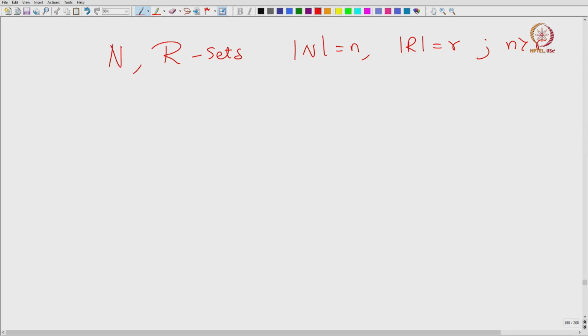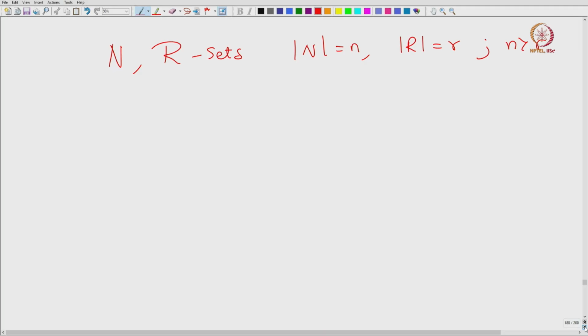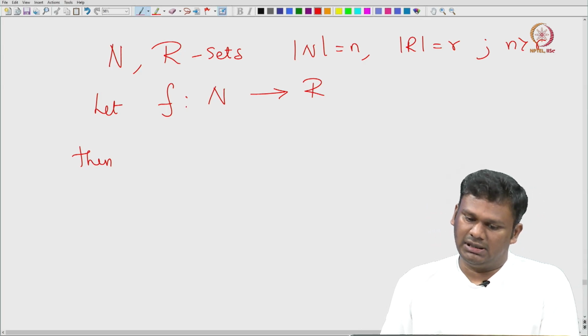So, how do we formulate everything using sets? Assigning an object to a box, you can treat it like a function. Basically, you have a function from those n objects to these r boxes, and that is what we are going to use. So, we have a function that is defined from N to R. Then what we can guarantee, because the number of elements in the domain is strictly greater than the number of elements in the range.